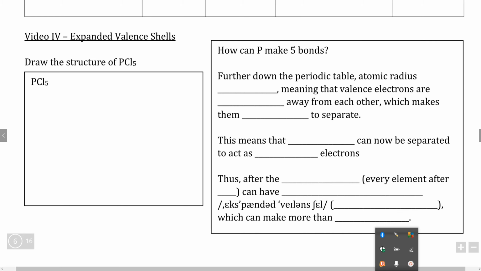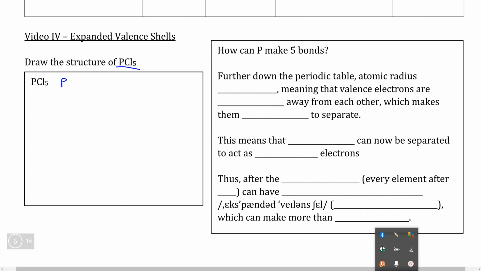In this video, we're going to look at drawing Lewis structures in which the central atom actually has more than 4 bonds. Consider this first example, phosphorus pentachloride. If we follow all of the steps for drawing Lewis structures normally, we can see something interesting.